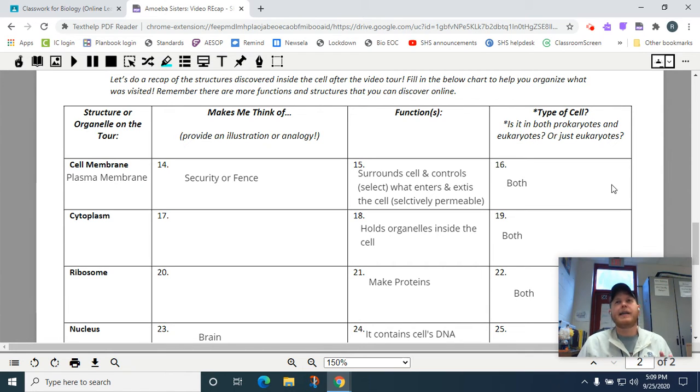So last week you were looking at cell size. Why were cells so small? You should have figured out that they were small because of the surface area to volume ratio. Smaller cells are able to get things in quickly. So things like food, water, oxygen, they can get in quickly. It's efficient and it works better than a larger cell.